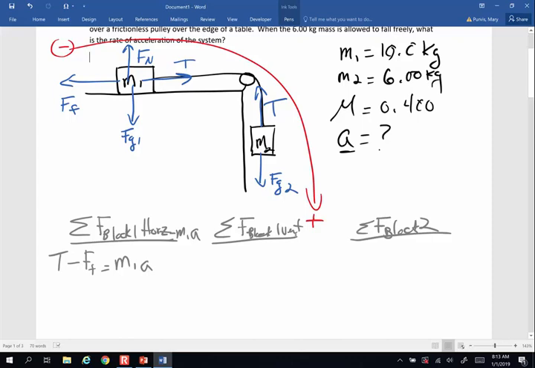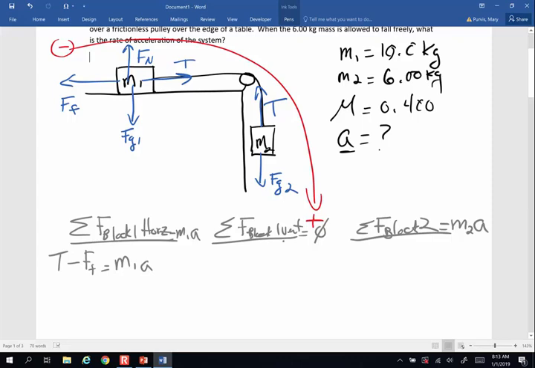What is the sum of the forces on block 1 vertically going to equal? Well, it's sitting on the table, not falling through or rising above, so this is going to equal 0. And what is the sum of the forces on block 2 going to equal? Well, that is going to make mass number 2 accelerate. Now we can create our equations. I got ahead of myself.